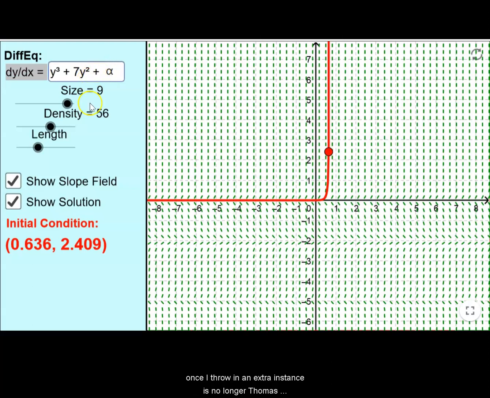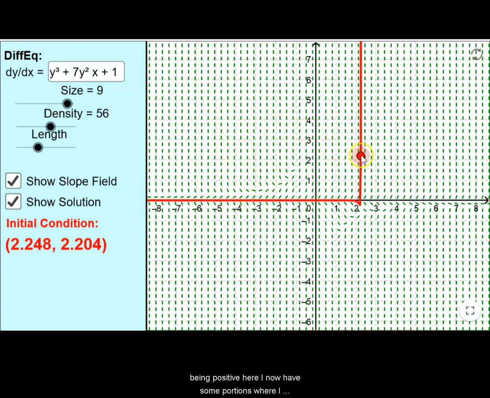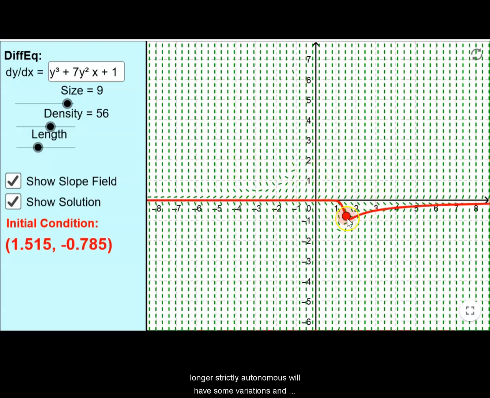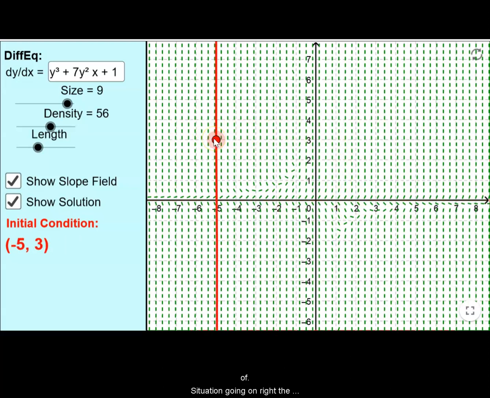Once I throw in an X, for instance, it's no longer autonomous, and then as you can see, instead of having everything being positive here, I now have some portions where I have weird things going on, right? So once we are no longer strictly autonomous, we'll have some variations in what happens in our solution systems, right? As you can see, there's no more equilibrium points except for this one point here, but it no longer has the same sort of situation going on, right? The same sort of characteristics.